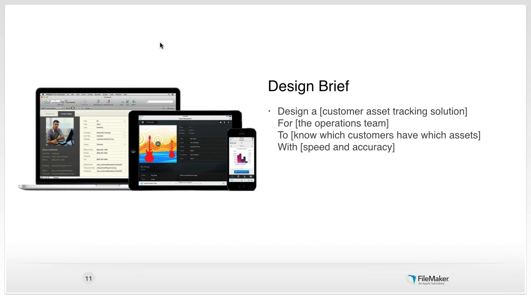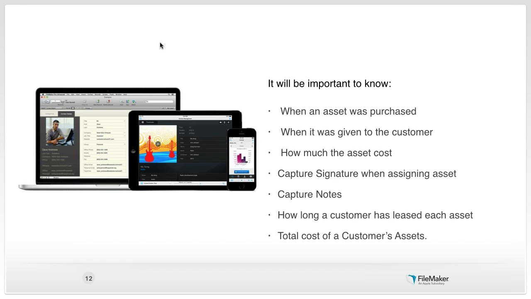So in this example, we want to design a custom asset tracking solution for the operations team. Who is it for? To know which customers have which assets. So that's the goal, and they want to do it as fast and as accurately as possible. So a pretty easy brief. And then some additional things would be nice.